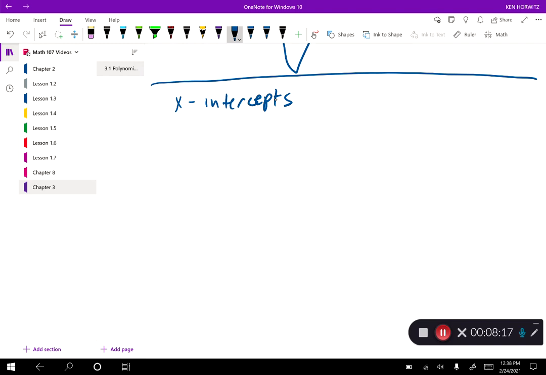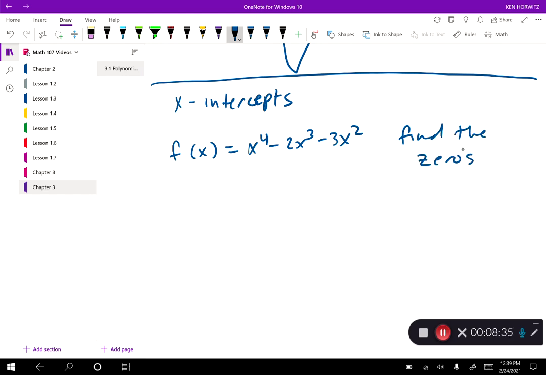So for example, I can say f of x equals x to the 4th minus 2x cubed minus 3x squared. Find the zeros of the function. Basically, I'm saying find the x-intercepts. So how would I do this? I would take x to the 4th minus 2x cubed minus 3x squared. I would set it equal to 0, and now we'd look to solve this.